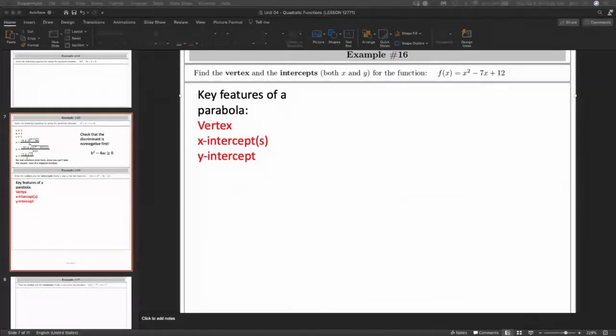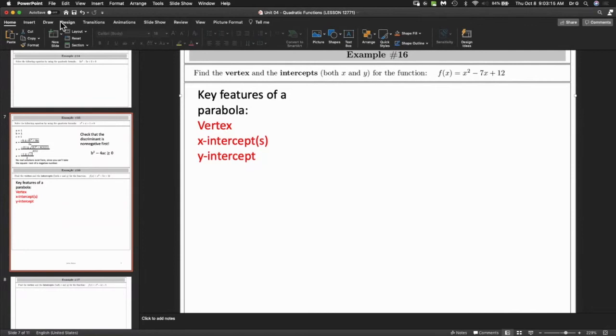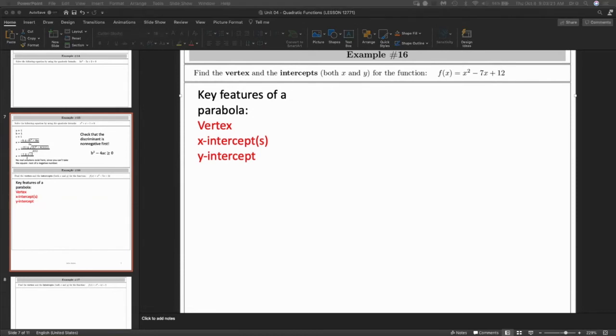I'm going to go to the internet here, and I want to just draw the picture of the parabola in this question. I can draw it by hand, but I'd rather just use a program. So just bear with me for a minute while I go to Desmos.